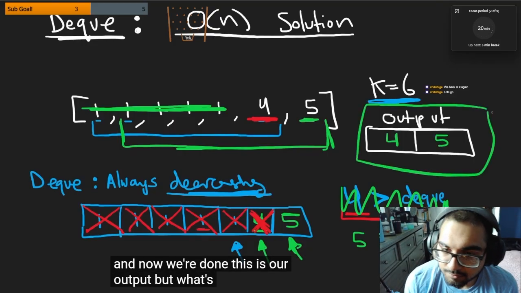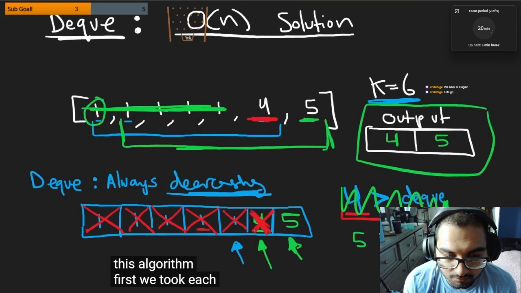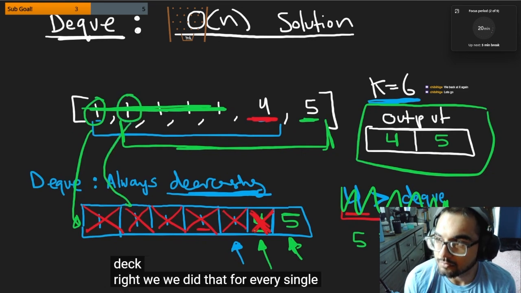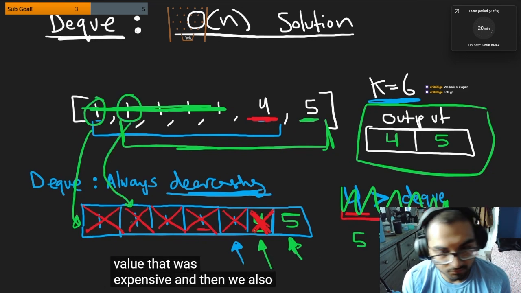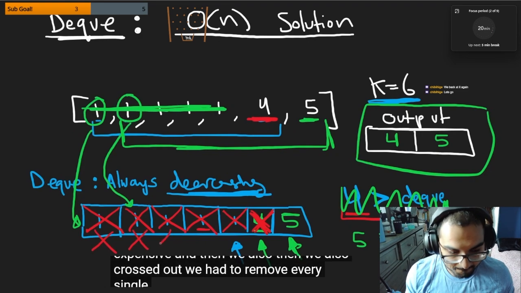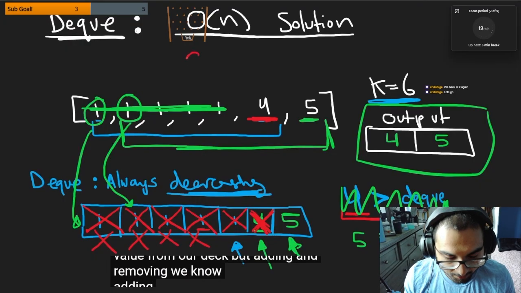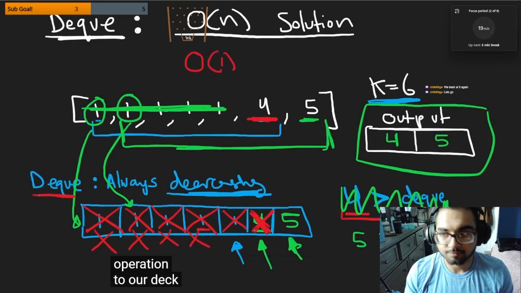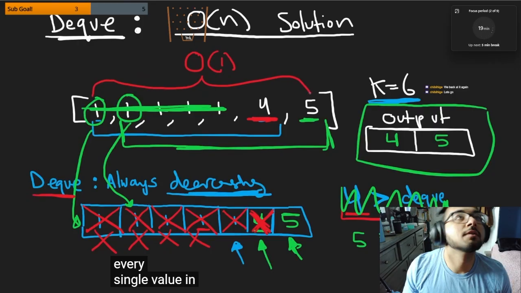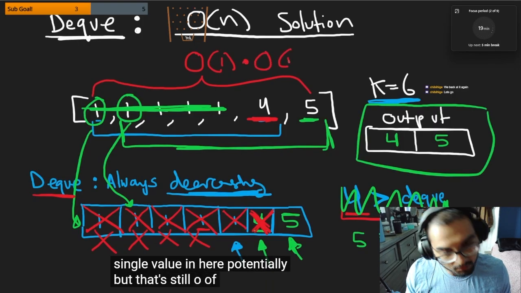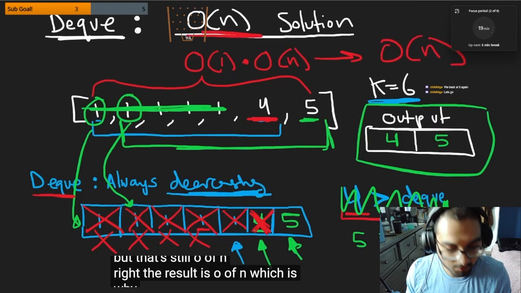This is our output. But what's the time complexity of this algorithm? First, we took each one and added it to our deck, right? We did that for every single value. And then we also had to remove every single value from our deck. But we know adding and removing is an O of 1 operation on our deck, and we had to do that for every single value potentially. But that's still O of n, right? The result is O of n, which is why this is a really good solution.